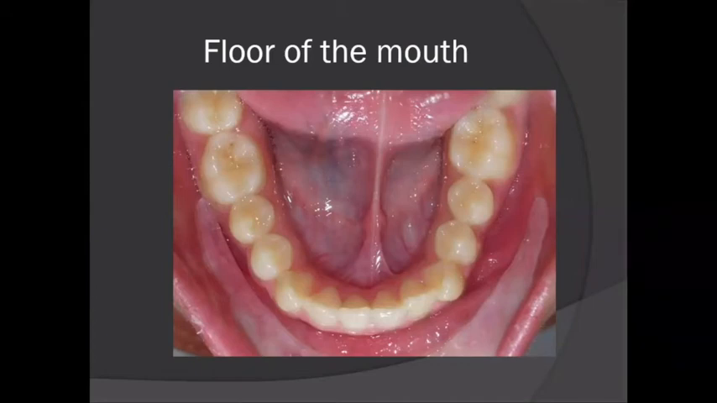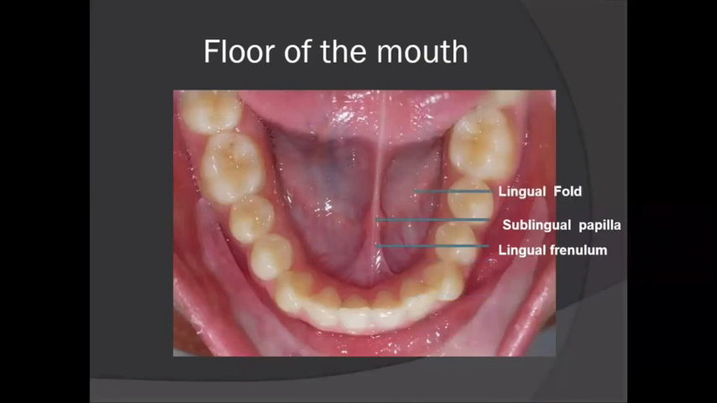Sometimes, if you have a short lingual frenulum, that's called tongue tie, and if that impairs speech articulation, you probably need to do a frenectomy. So that is the lingual frenulum, that is the sublingual papilla, and that is the lingual fold.